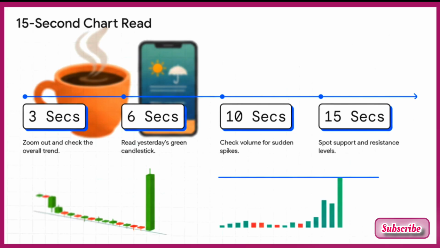6 seconds to note that yesterday's candlestick was solid green. 10 seconds to look down and see a massive spike in volume, meaning big news is brewing. And 15 seconds to notice the price is testing that resistance ceiling we just talked about. Boom, you've just read the entire story of the market in 15 seconds flat.